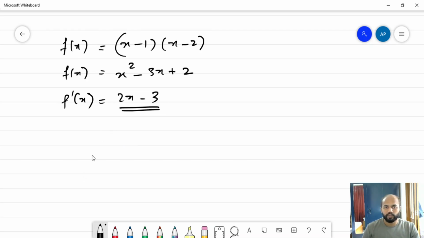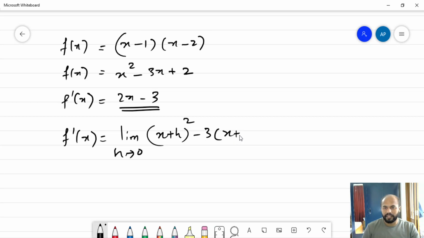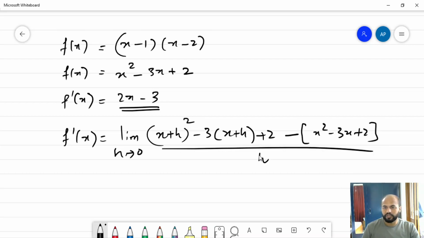But let us prove it through the first principle. So f dash x will be limit h tending to 0, f of x plus h. So wherever x is there I'm going to replace by x plus h. So x plus h the whole square minus 3 times x plus h plus 2 minus x square minus 3x plus 2 divided by h.